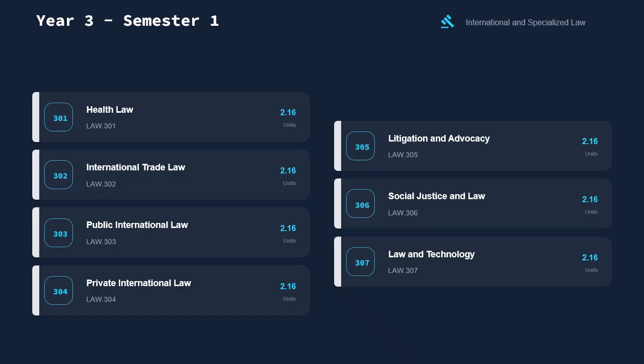3.2 Recognition and enforcement of foreign judgments. Enforcing a judgment from one country in another requires recognition procedures. Comity principles guide recognition. Grounds for refusal include lack of jurisdiction, fraud, or public policy violations.